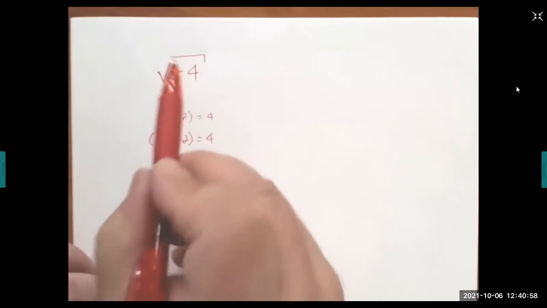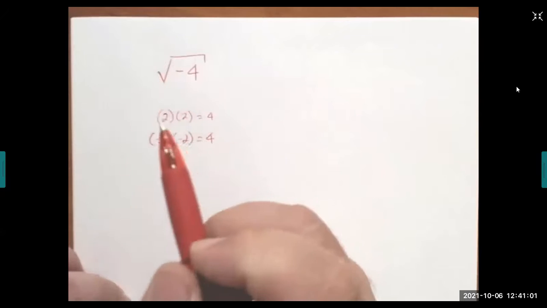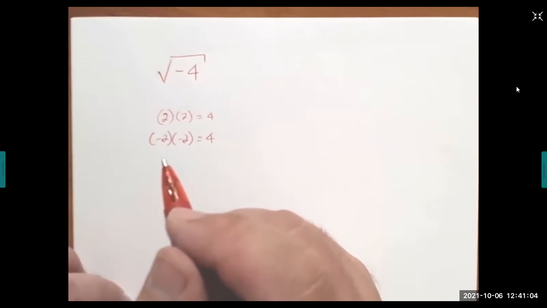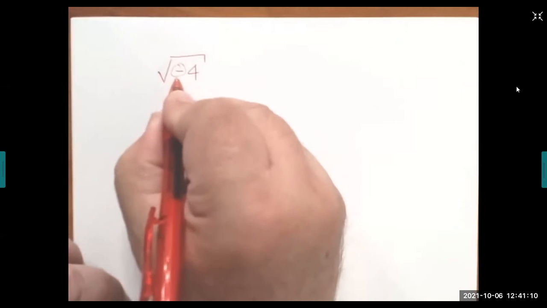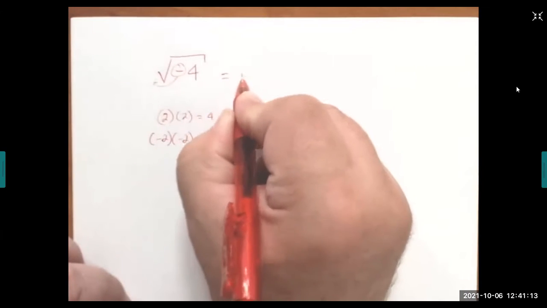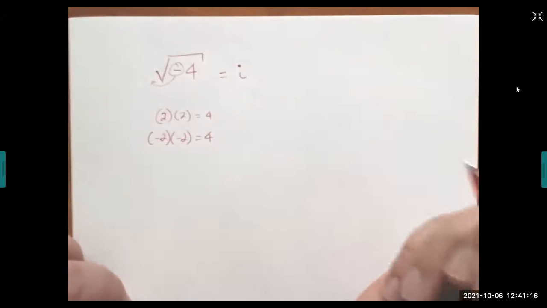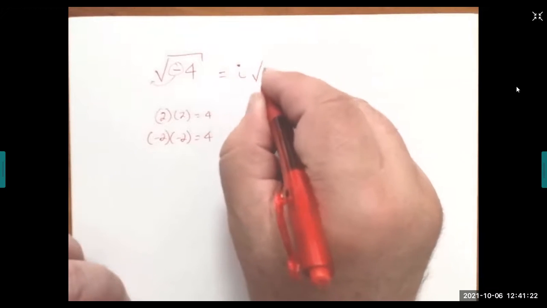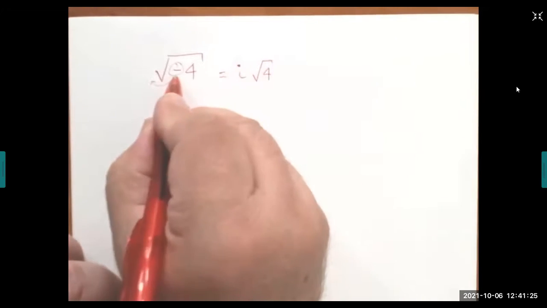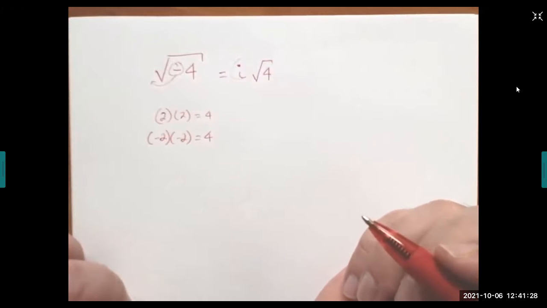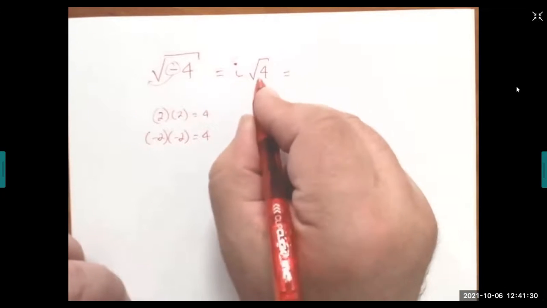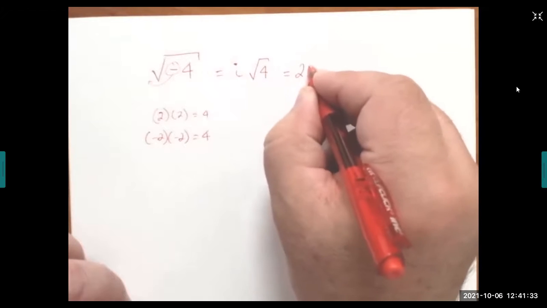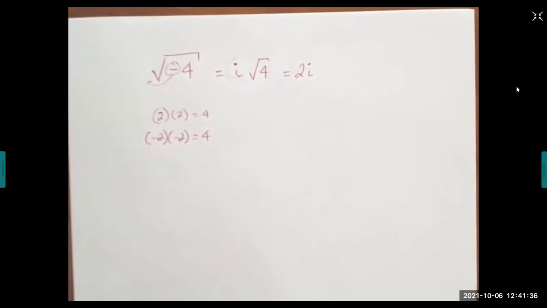The problem comes whenever we have square roots with negatives inside there. The shortcut method is this. If you have a negative inside there, just put an i out in front. So this i means that there used to be a negative inside there. Square root of 4 is 2, so 2i. Pretty simple.